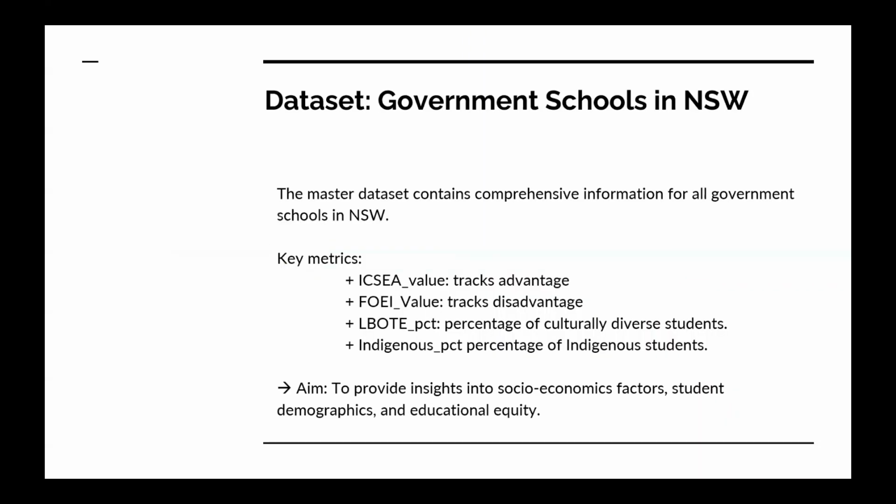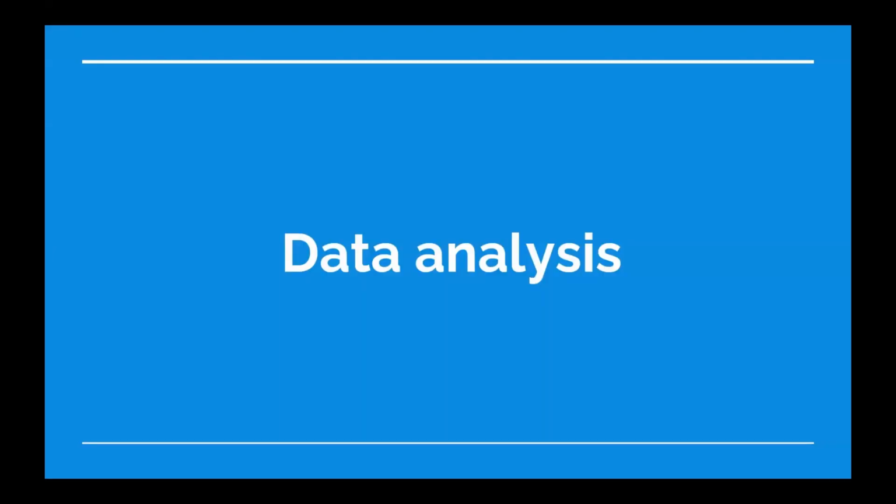So we chose the government schools in New South Wales data set, which includes key metrics like the Index of Community Socio-Educational Advantage, ICSEA value, and the Family Occupation and Education Index, FOEI value, alongside the percentage of students from culturally diverse backgrounds and also the percentage of Indigenous students. These metrics will help us to understand the socioeconomic factors that influence students' demographics and educational equity, and create meaningful groupings of schools that share a similar socioeconomic profile. And I'll pass on to Tristan for the data analysis part.